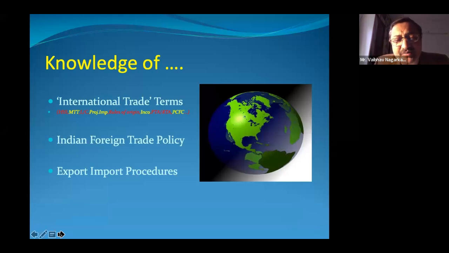So before shipment, one activity is there, and after shipment, there is another activity. Before shipment is called pre-shipment activity, and after shipment is called post-shipment. Pre-shipment and post-shipment are two different scenarios, two different activities, and to carry out these two activities, you require funds.